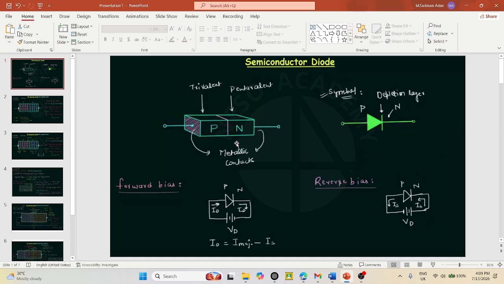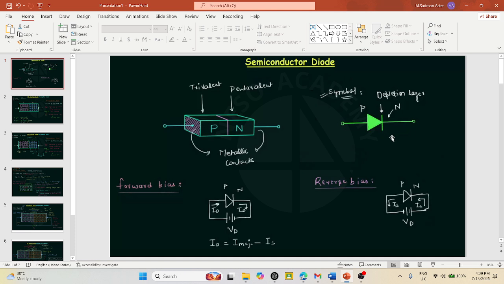The definition of diode is a p-n junction device that maintains the unidirectional flow of current. It means diode lets the current flow in only one direction. So here is the symbolic representation of a diode. There is an arrowhead and a straight line. The left hand side of the arrowhead is called anode, and right hand side of the arrowhead is called cathode.